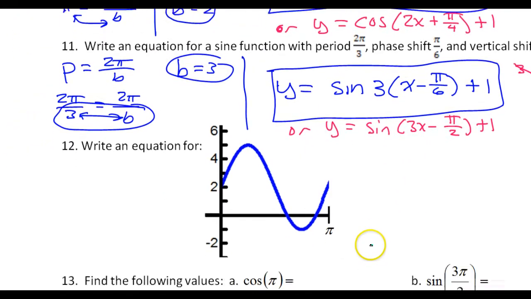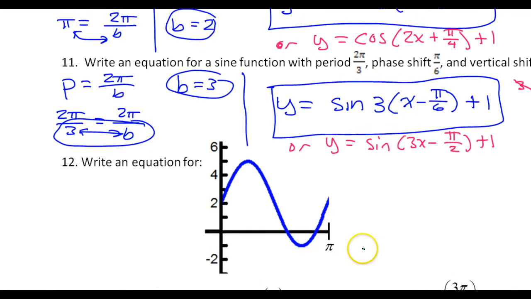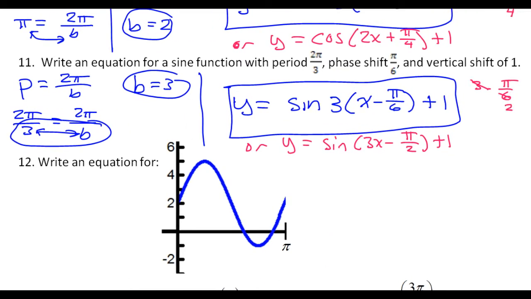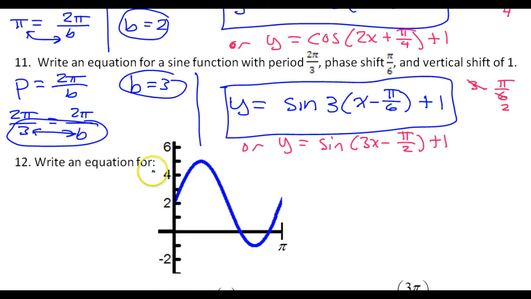Alright, let's do one more example on this video, and we'll call it a video. Let's write an equation for this graph. First of all, see if you can visualize where the midline is. Okay, like right through the middle of this thing is right here. Okay, so here is my midline happening. It looks pretty close to 2. Okay, so there's my midline.